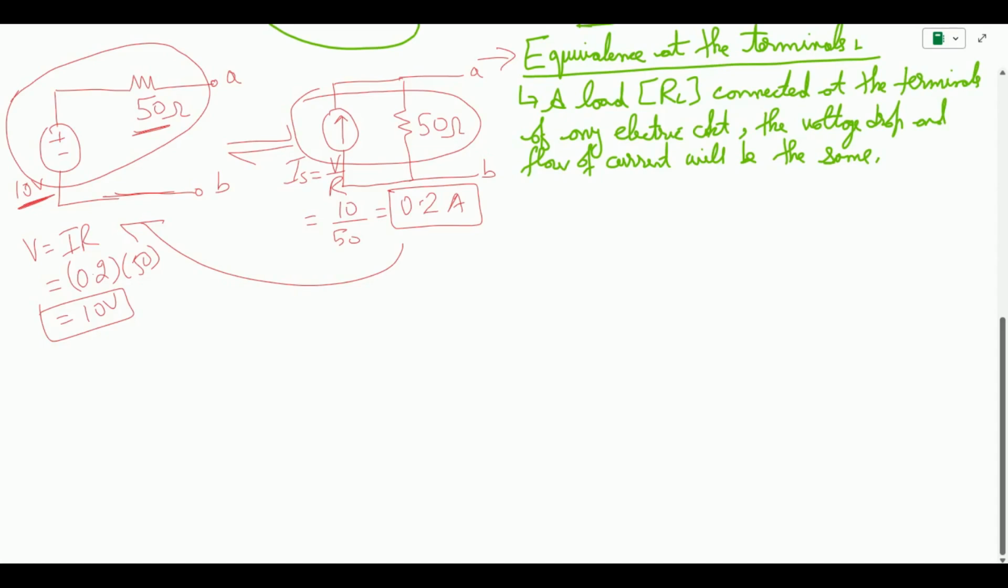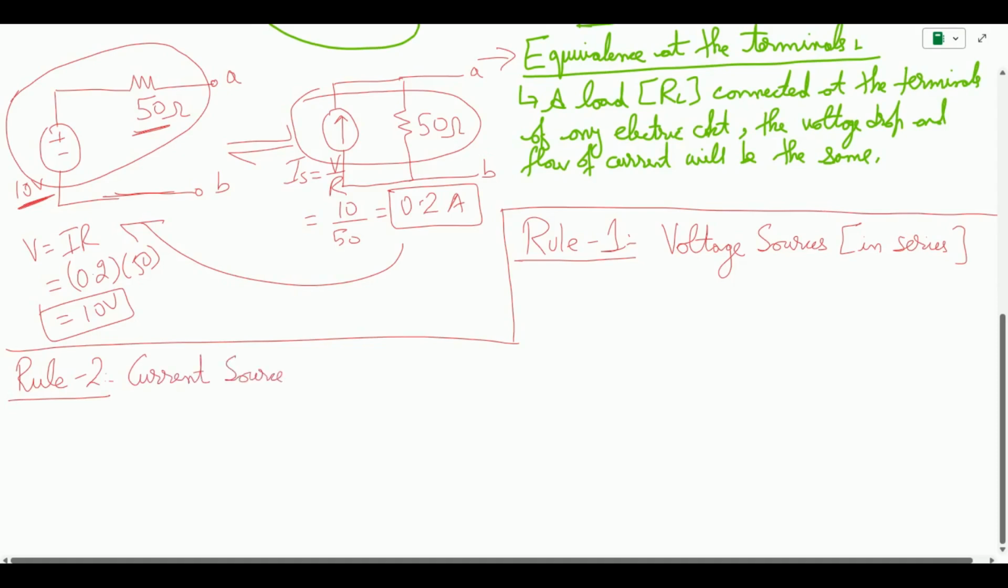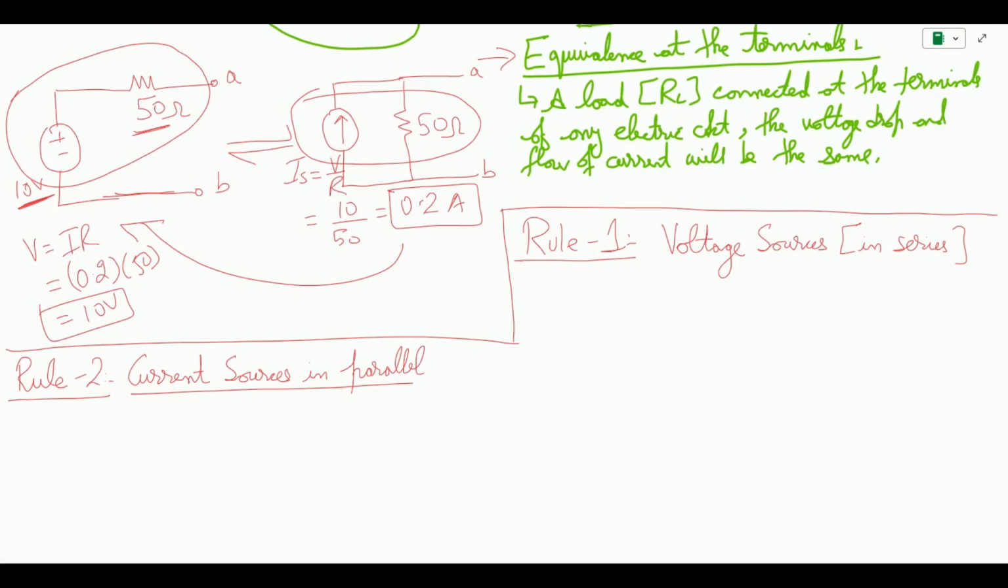Now, before we proceed further to some more examples, there are certain rules that we want to follow when working with source transformations. Rule number 1 is: what happens to voltage sources, if you have multiple sources, let's say we start with voltage sources in series. Then rule number 2 is: what about current sources in parallel? Let us first solve this, and then we are going to look into the other two rules as well. So there are 4 rules that we follow when solving problems or analyzing circuits related to source transformation.